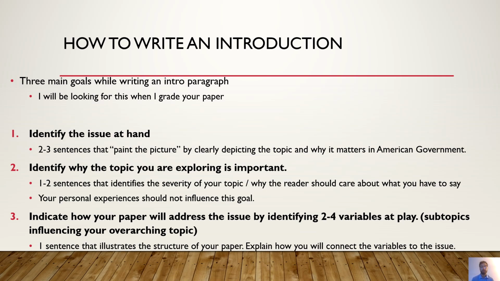And third, indicate how your paper will address the issue by identifying 2 to 4 variables. I always say 3 is the lucky number. 3 variables at play. What do I mean by that? Think of it like identify subtopics that influence your overarching topic. It's like, you know, it's sunny today. Well, a variable would be the clouds. A variable would be other things that influence the sun, nighttime, whatever.